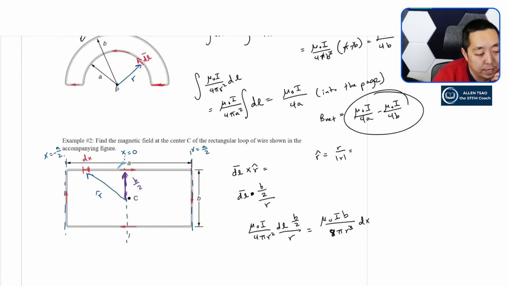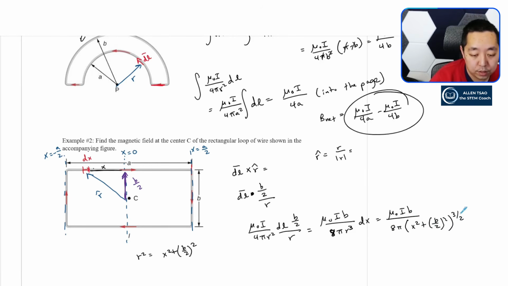But I know from the Pythagorean theorem that this distance here is x. So r squared is equal to x squared plus b over 2 squared. Sorry, r squared is equal to that without the square root. But I'm doing r cubed, so it's really this to the 3/2 power. So this would be mu naught I b over 8 pi times x squared plus b over 2 squared to the 3/2 dx.